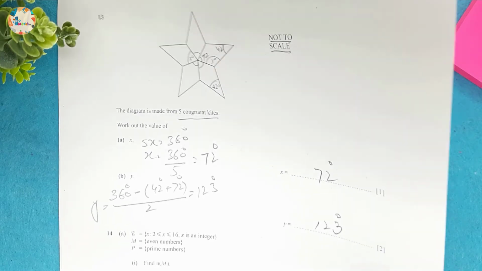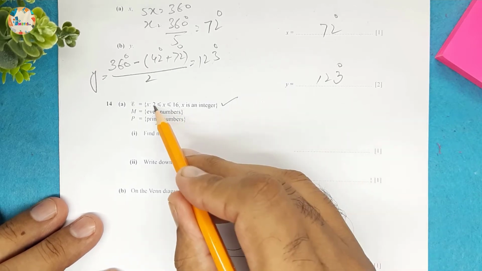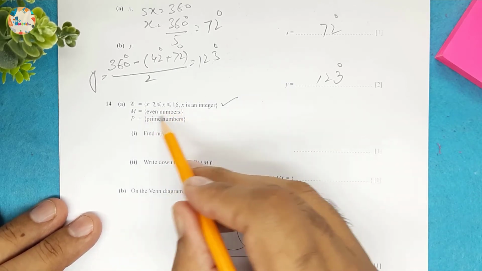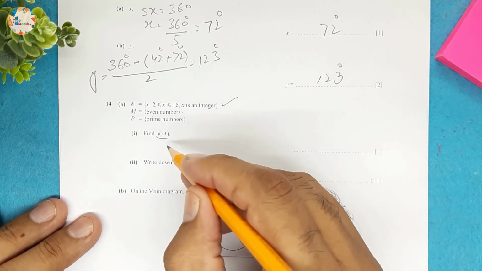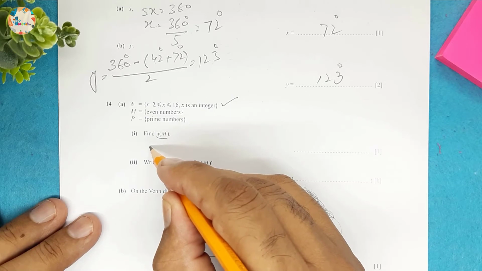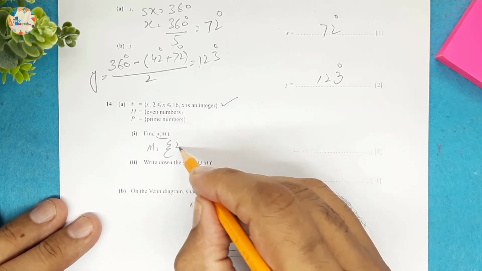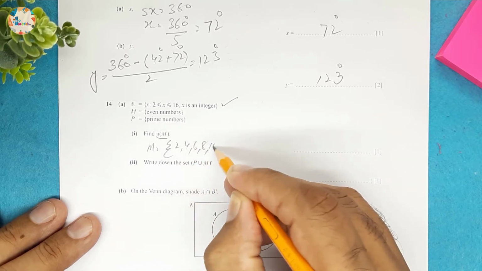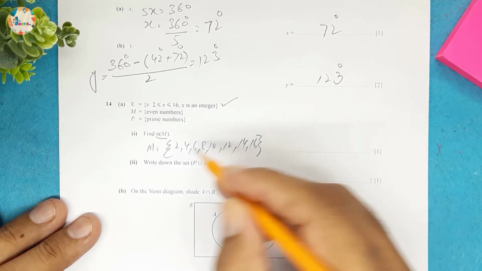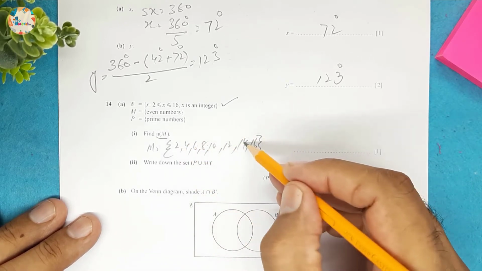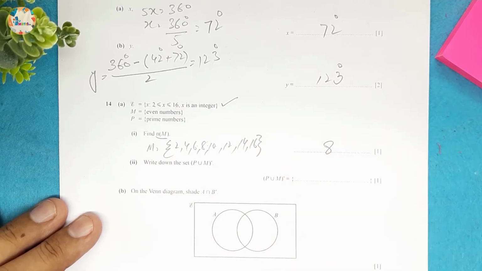Question number 14. The universal set is given, which is x varying from 2 to 16, both included. M is even numbers, P is prime numbers. Find n of M. So M will be even numbers. M will be equal to 2, 4, 6, 8, 10, 12, 14 and 16. So there will be 8 members in this set.